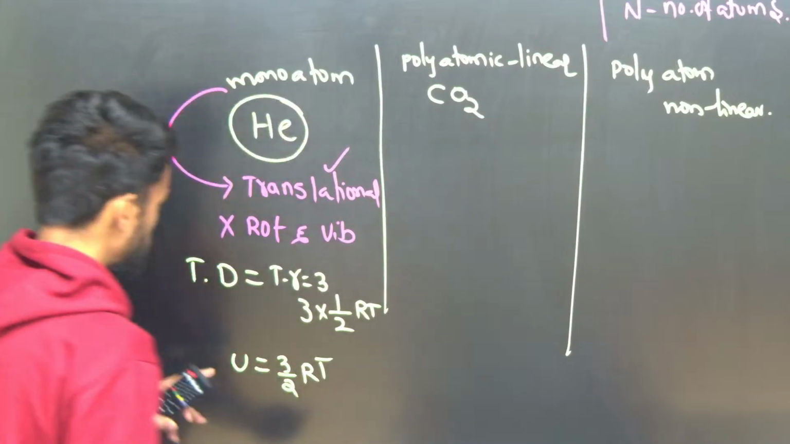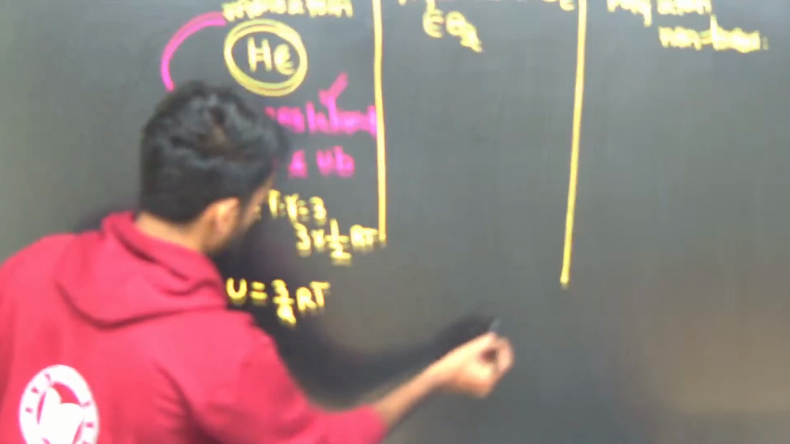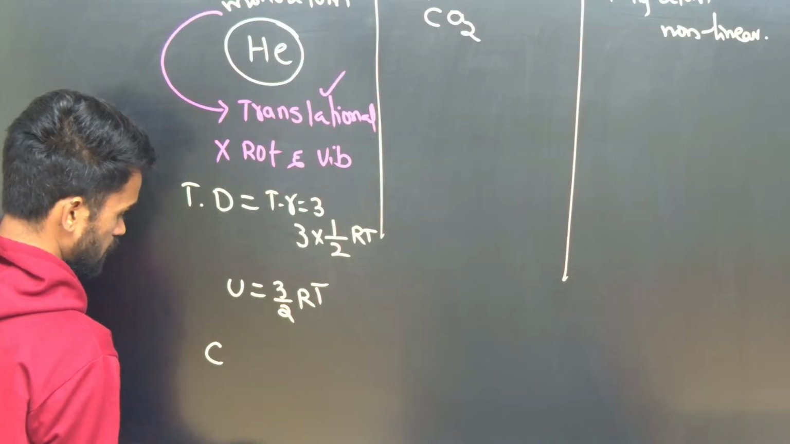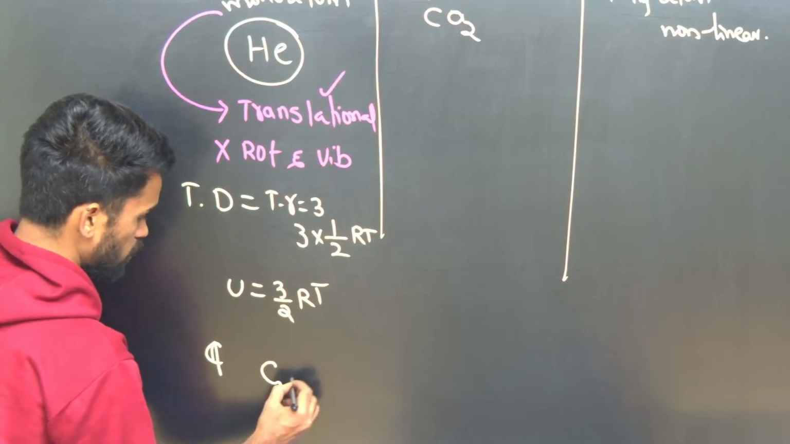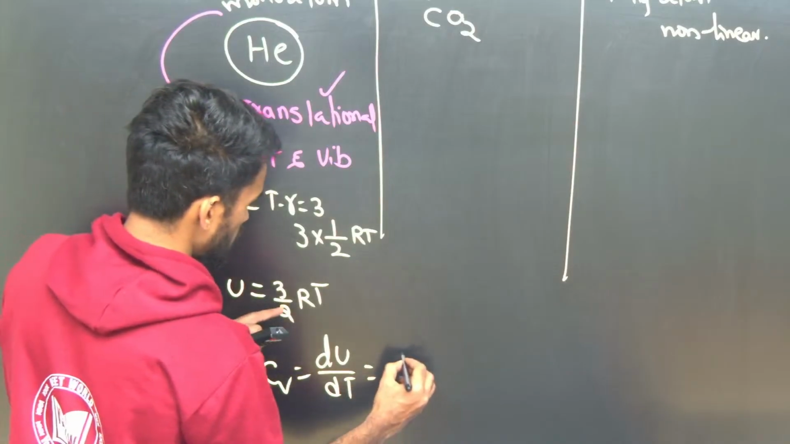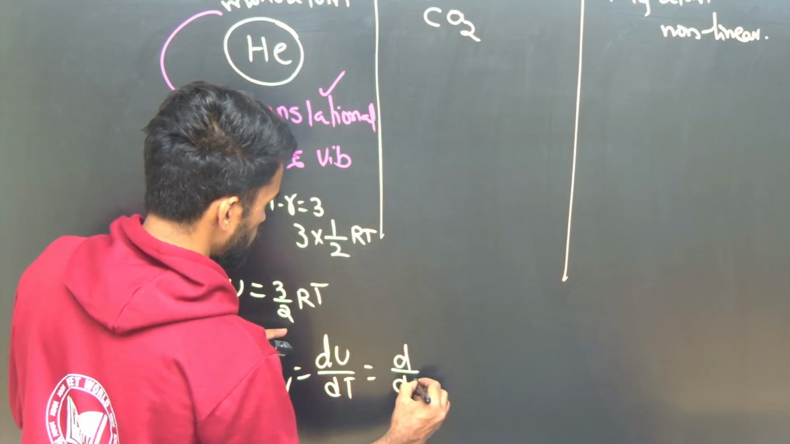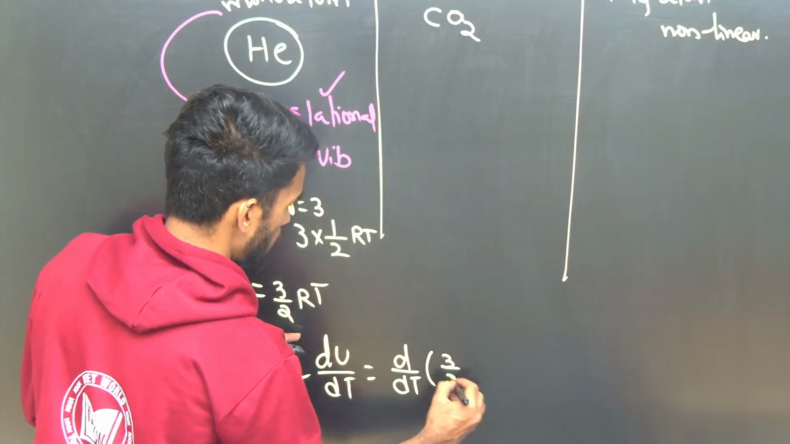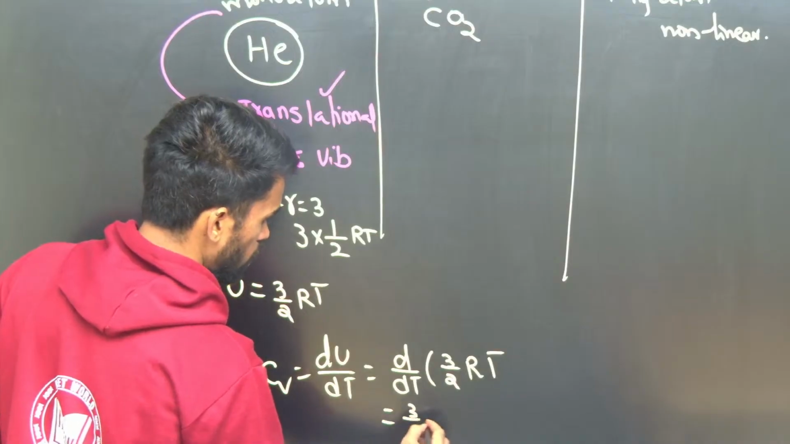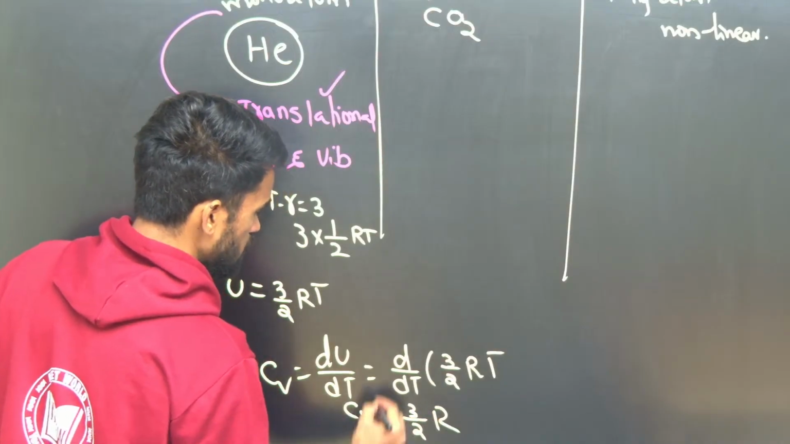So now see, this is the energy. From this we can calculate CV. How can we calculate CV? We have CV equals dU by dT. So it means d by dT of 3/2 RT, and this becomes 3/2 R. This will be the CV value.